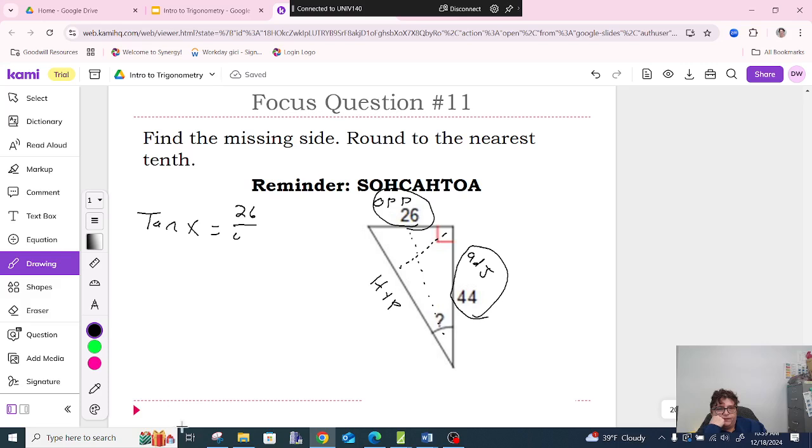26 over 44. But to solve, because I'm looking for the degree, you hit the second key. So second tangent, which should pop up with a little -1. 26 divided by 44. So it's 30.6 degrees. Okay.